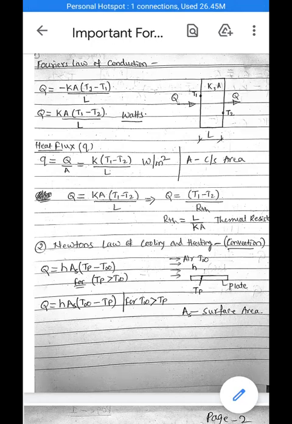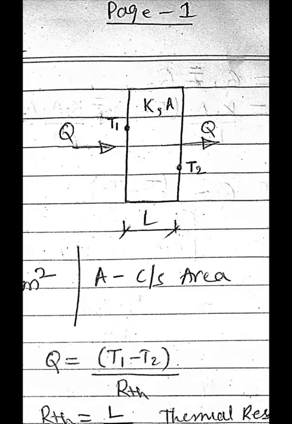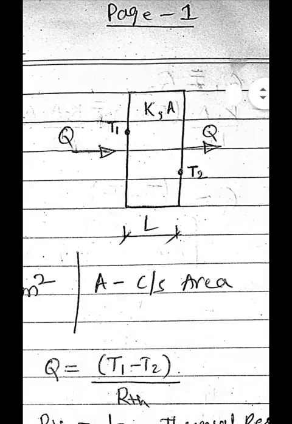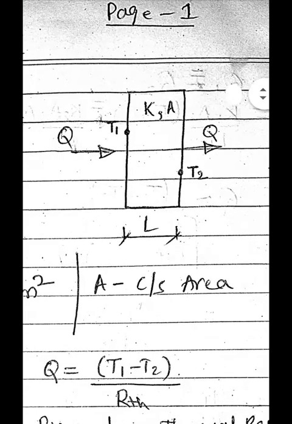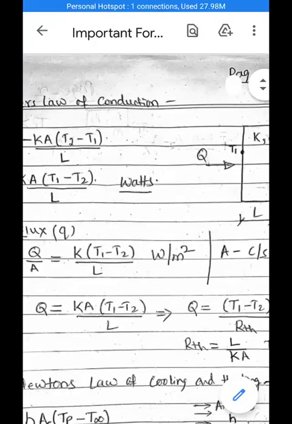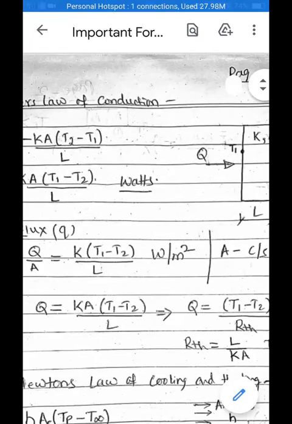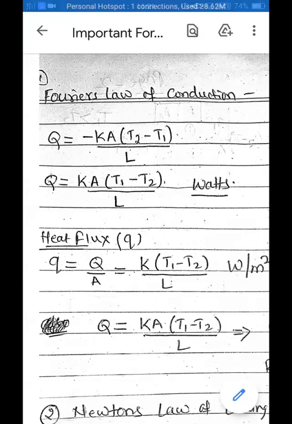As you can see, there is a single slab. It has a thermal conductivity of K and an area A. Q is the rate of heat transfer. T1 is the temperature at the left face, and T2 is the temperature at the right face. It has a thickness of L, a thermal conductivity of K and a cross-section area of A. So you can write the equation Q is equal to K into bracket T1 minus T2 divided by L, and the unit is watt.